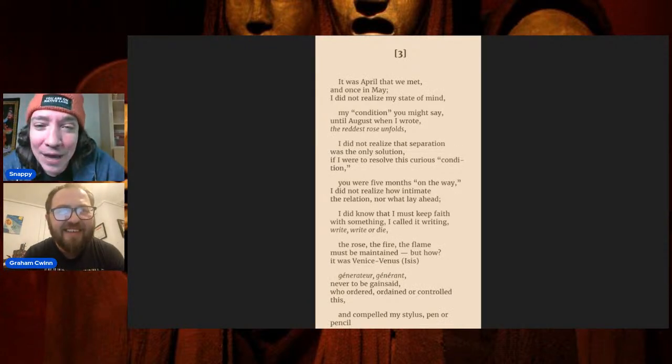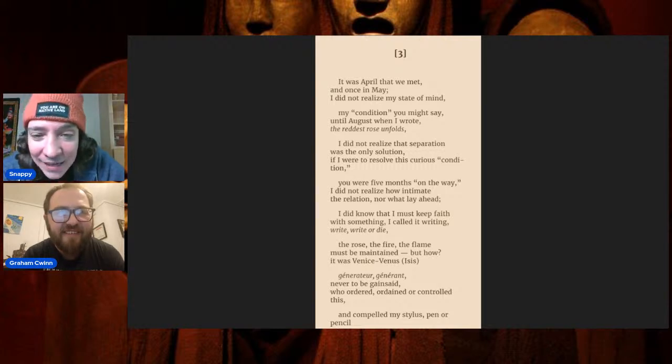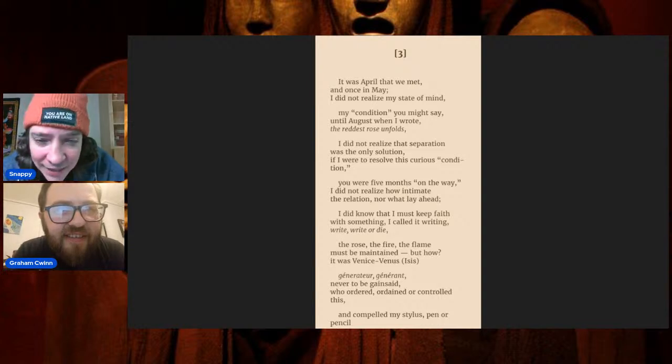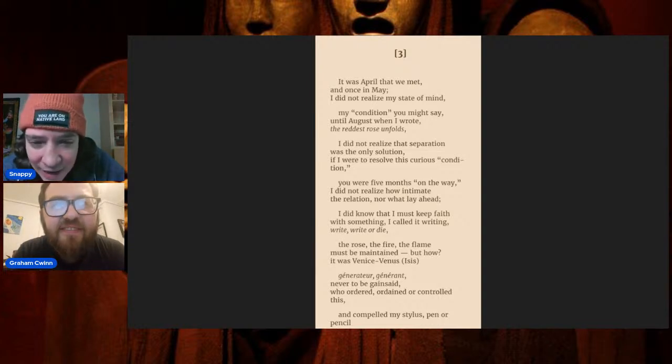It was April that we met, and once in May, I did not realize my state of mind, my condition, you might say, until August when I wrote The Reddest Rose Unfolds. Giving birth, right? I did not realize that separation was the only solution. If I were to resolve this curious condition, you were 5 months on the way. I did not realize how intimate the relation, nor what lay ahead. I did know that I must keep faith with something.